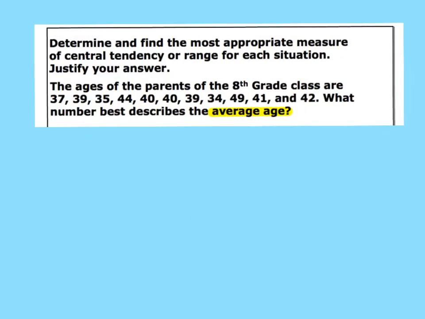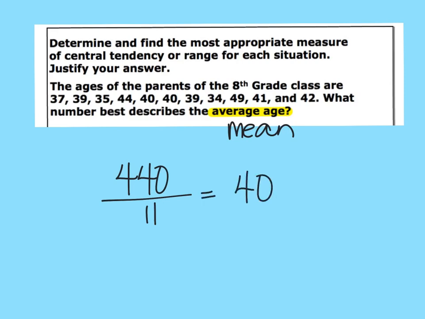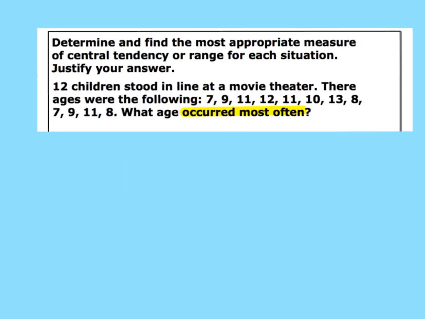All right, the ages of parents of the 8th grade class are 37, 39, 35, 44, 40, 40, 39, 34, 49, 41, and 42. What number best describes the average age, which is also the mean? So when we add these together, we get 440. There are 11 values, so that's what we're going to divide our total by, and the mean or average is 40.